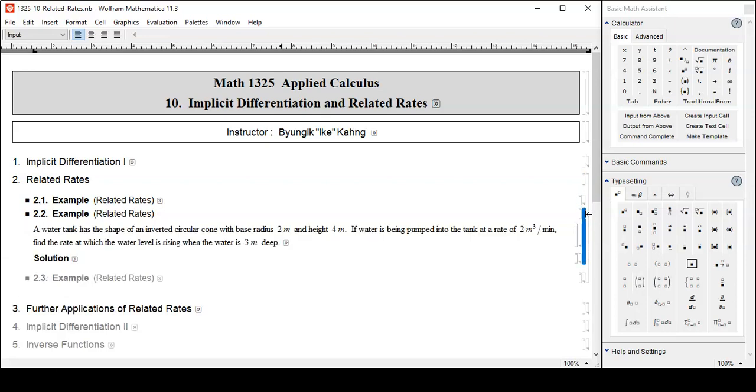A water tank has the shape of an inverted circular cone with a base radius of 2 meters and height of 4 meters. If water is being pumped into a tank at the rate of 2 cubic meters per minute, find the rate at which the water level is rising when the water is 3 meters deep. From this, can you get an equation?